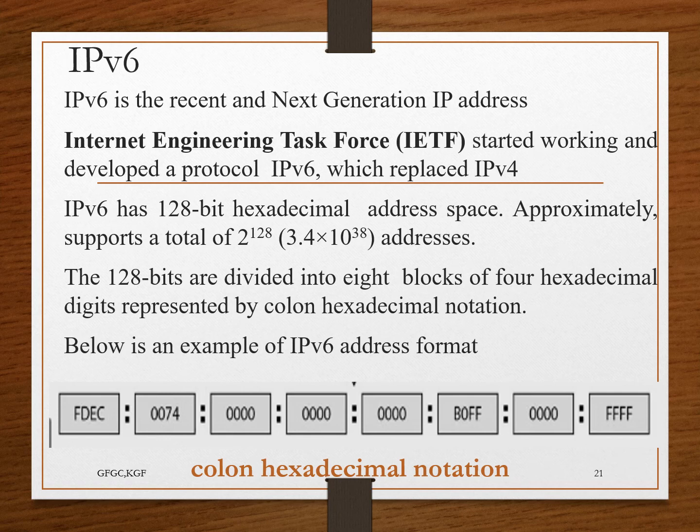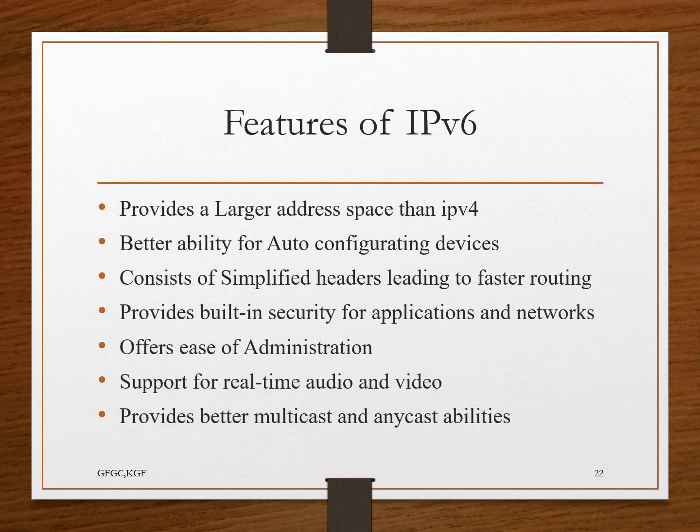Below is an example of IPv6 address format. Here A to F is used for 10 to 15. Here are some features of IPv6. IPv6 provides a larger address space than IPv4. Since IPv4 has only 32-bit address space, but IPv6 has 128-bit address space. This large address space allows a better and more efficient route management.